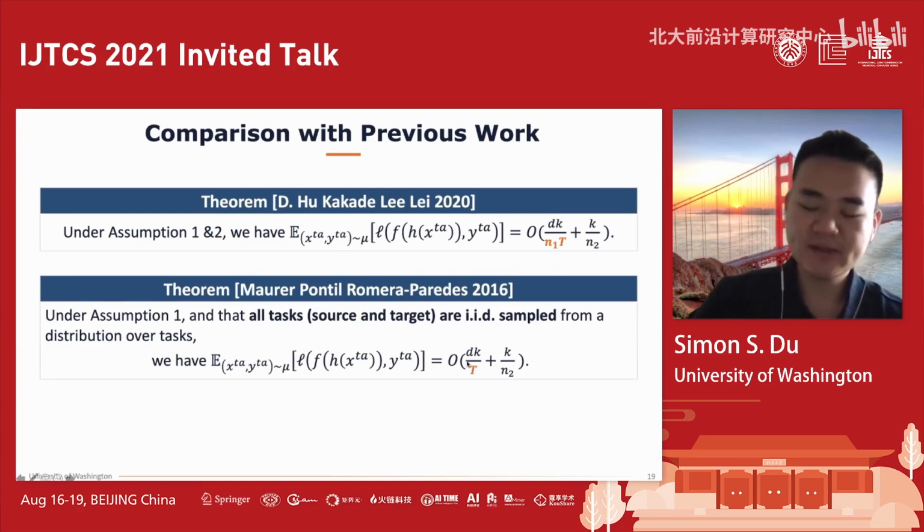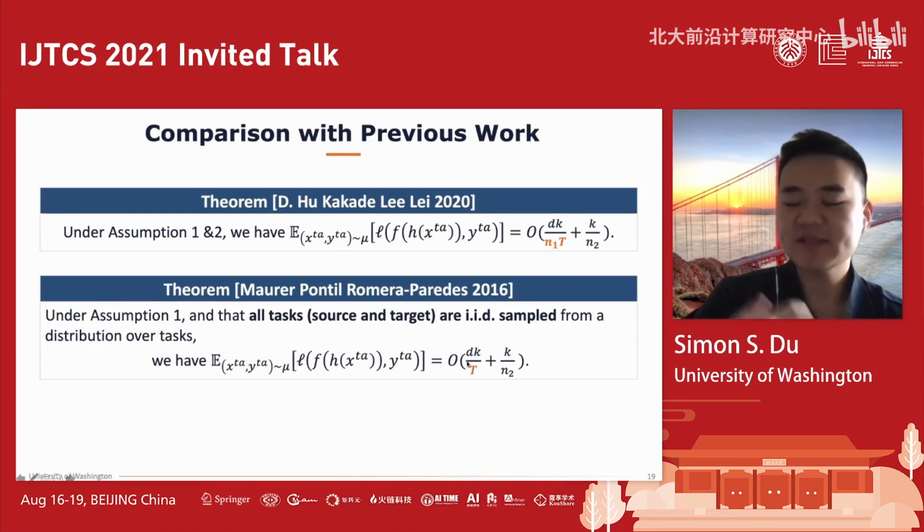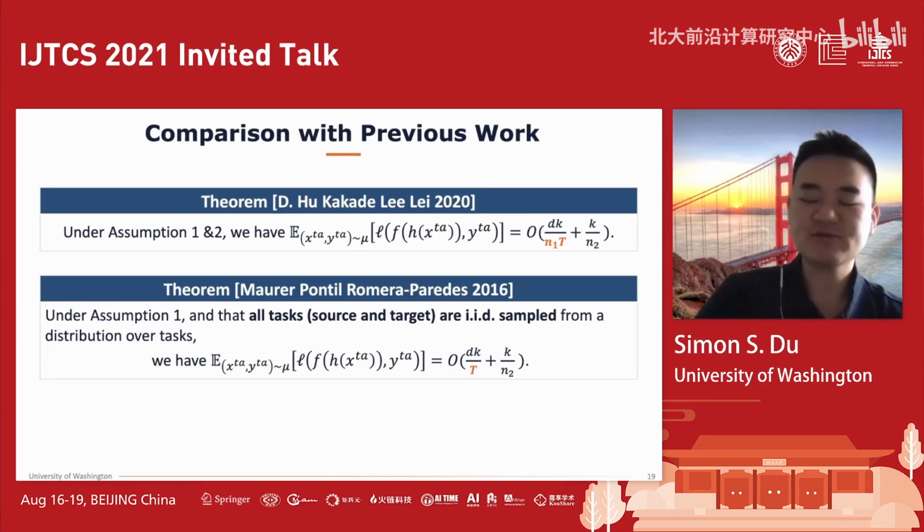The drawback of their bound is that it does not show that you use all the source data to learn the representation, because the denominator is T instead of n1t, where in total you have n1t data in the source task.